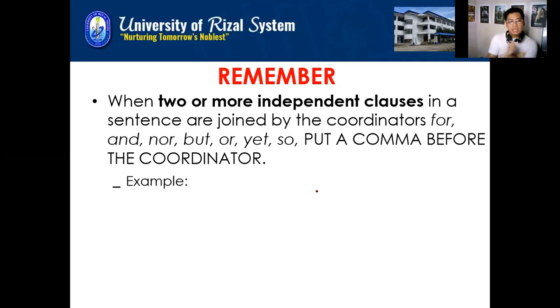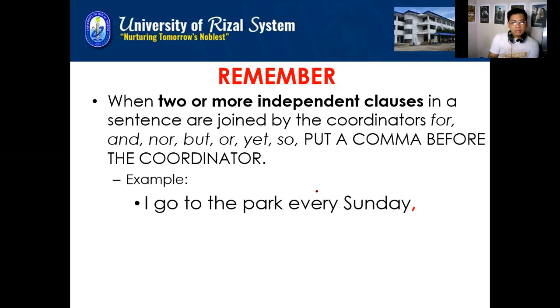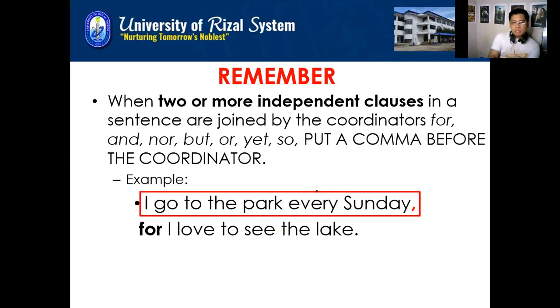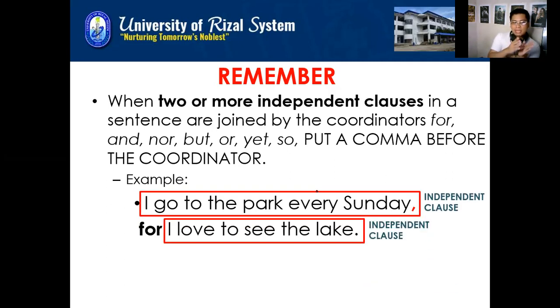So for example, I go to the park every Sunday, so that is our first independent clause. For I love to see the lake. So I go to the park every Sunday and I love to see the lake are our independent clauses, because I is the subject and go to the park every Sunday is the predicate. I, which is the subject, love to see the lake is our independent clause. These two clauses can stand alone, because if you remove "for I love to see the lake," "I go to the park every Sunday" can stand alone.